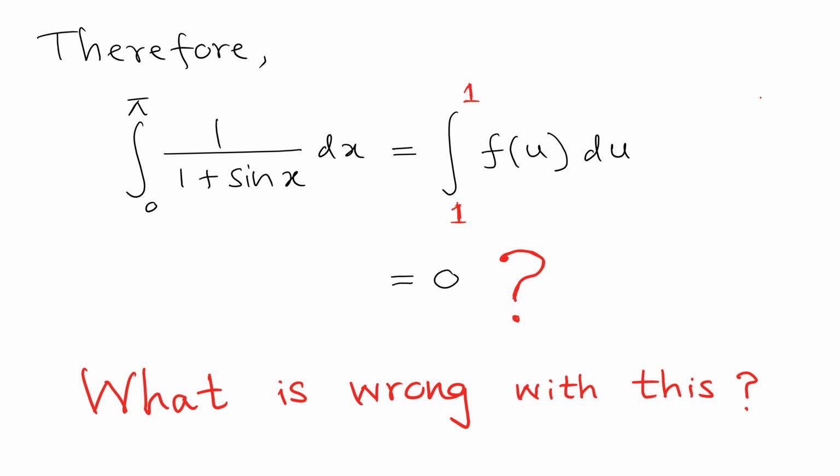If you know the answer to this question, you can comment below. This is a really interesting question. So what went wrong? It's very clear from the graph this cannot be 0, but it looks like a 1 to 1 integral, so it looks like it's 0, but it's not. So what is wrong with this argument?